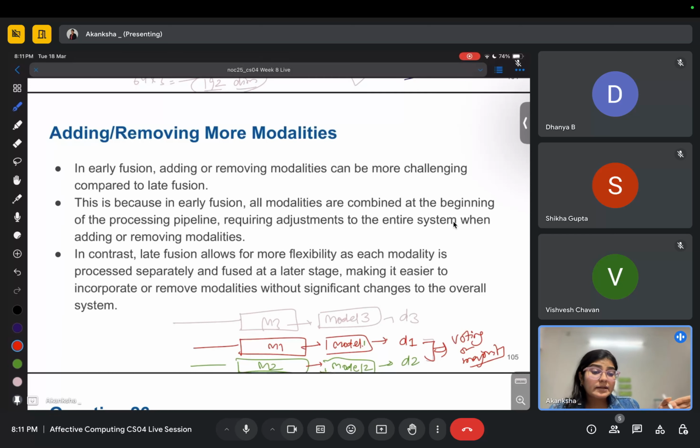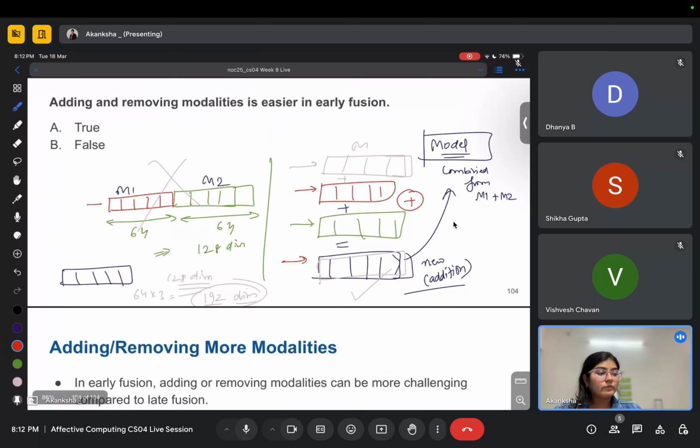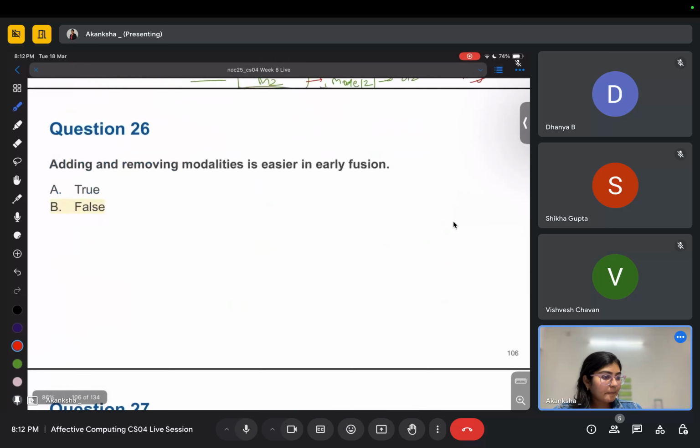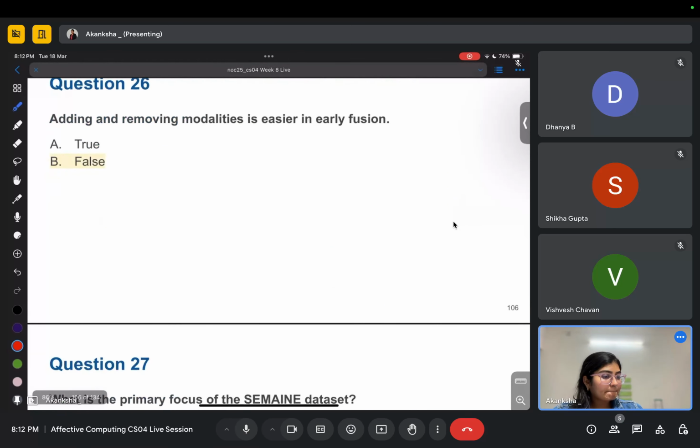So does it matter how many branches you have in this case? It is relatively much easier to incorporate, to add or even remove. If you want to remove d1, just remove it from the pipeline. But here, if you want to remove d1, the model is already trained that way, so you cannot remove directly. So this is false. It is not easier, it is tougher.